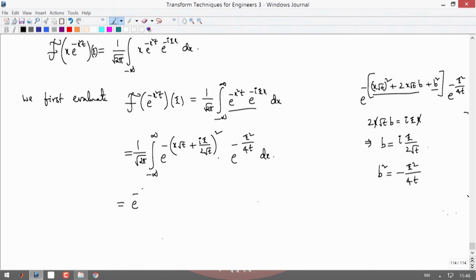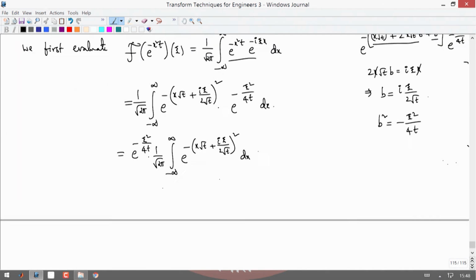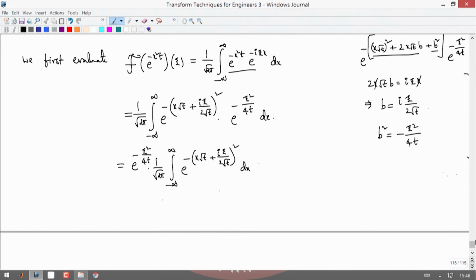So, you have e power minus xi square by 4t times 1 by root 2 pi, this integral from minus infinity to infinity of e power minus x root t plus i xi by 2, this is a constant, square dx. So, I think we will not be able to finish today. So, let us wind up. Before that, let me rewrite this as e power minus xi square by 4t, 1 by root 2 pi, and this one from minus infinity to infinity.